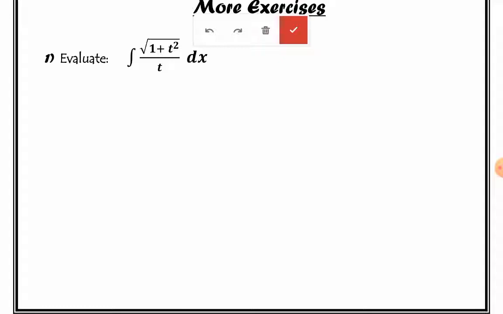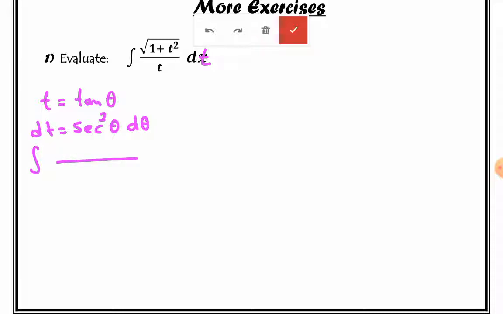Okay, step number one: I will let t equal tan theta, and dt equals the derivative of tan, which is secant squared theta d theta. So this should be dt. And then substitute in the question: root 1 plus tan squared theta, all over tan theta, and instead of dt we're gonna write secant squared theta d theta.